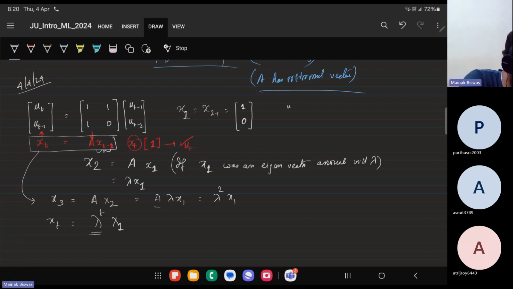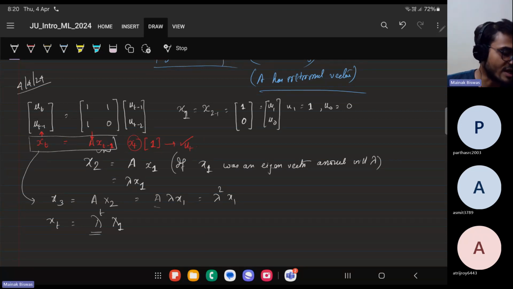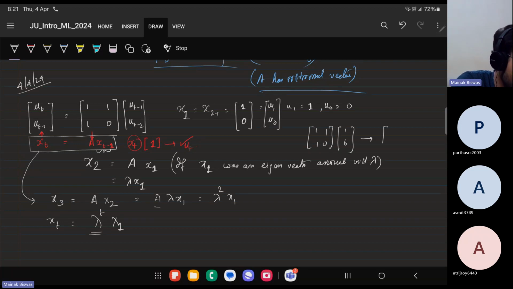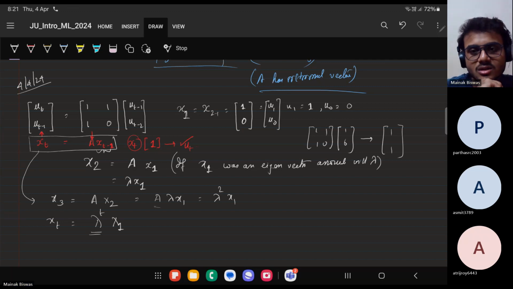Yes. The u1th element is 1 and the u0th element is 0, right? So x1 is u1 comma u0. This is clearly not an eigenvector, right? Just see: 1 comma 0, if you multiply by the matrix 1 1 1 0, it changes to 1 1. So all our hopes and aspirations of treating it as an eigenvector are gone.